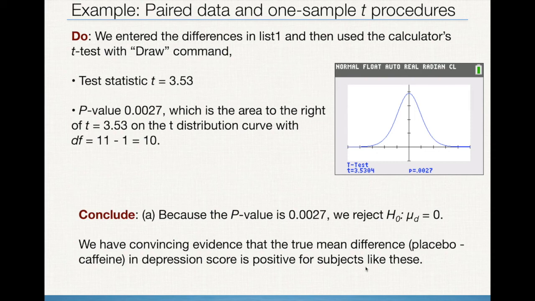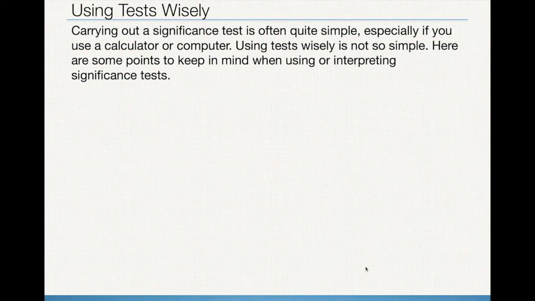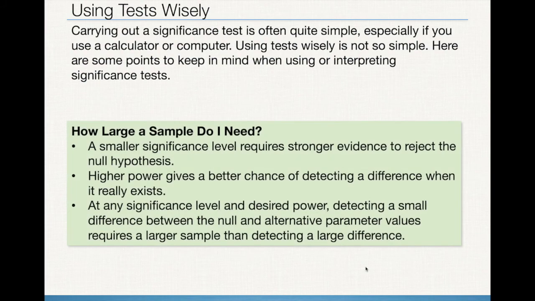The second statement here is what you also need at a conclusion. You don't simply compare the values, then you state what that means in context of the problem. We have convincing evidence that the true mean difference, yes, I've shown what the calculation is, in depression score is positive for subjects like this. That's all you can do. You're not the scientist in this case. You are simply the statistician taking the values, relating those into some sort of inference, and stating what that inference means in context of the problem. So, that's what a significance test looks like when dealing with means.